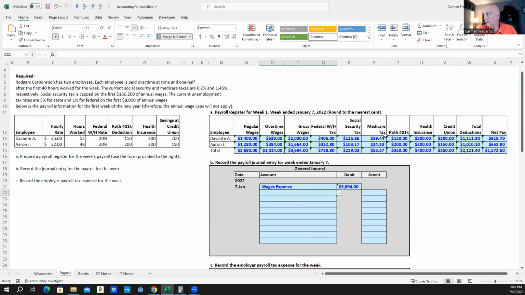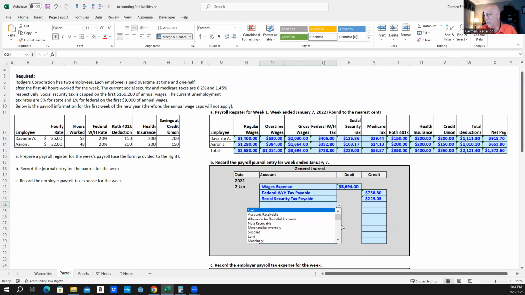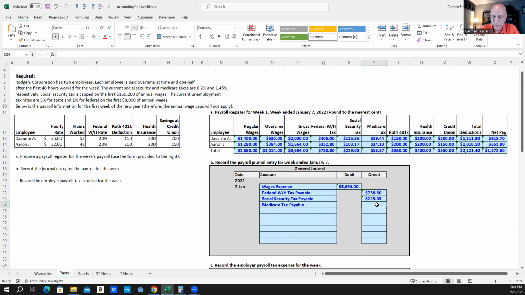Now we're going to credit all the withholdings. Federal withholdings, Social Security, Medicare, Roth, Health, Credit Union. Okay, so we're going to find each one of those. Federal withholding, let's find it. Federal withholding right here. So that's $738.80. Then we have the Social Security tax payable. That's going to be the $229.03. And then we have Medicare tax payable. Oftentimes these two accounts are lumped together as FICA tax payable in people's accounts, but I'm keeping it separate for illustration purposes.